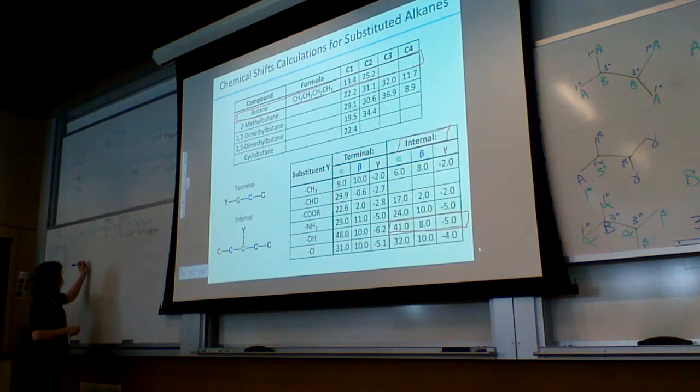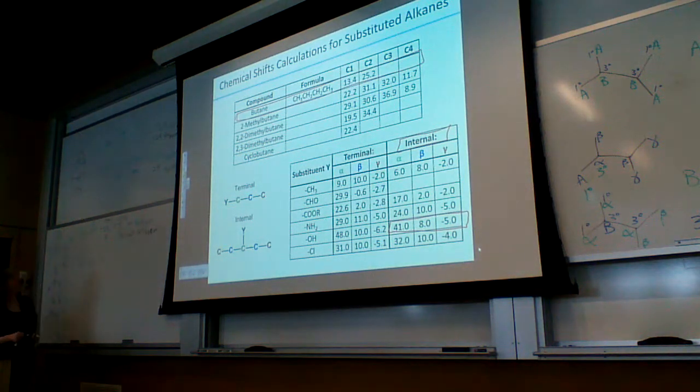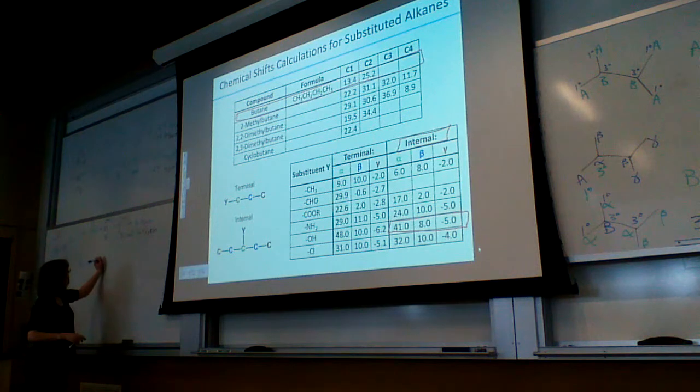25.2. Okay. And then we're going to add for OH1, what value? 41. It's the alpha now.